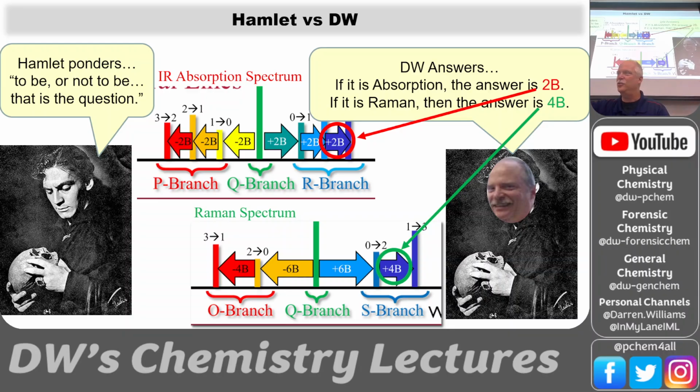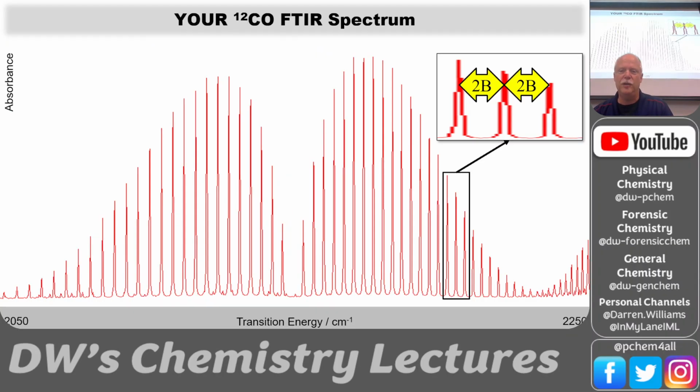You've got joules per mole here and you've got wave numbers here. How do you get from one to the other? You've got to use Avogadro's number and the speed of light in centimeters per second and all of this crazy stuff using the units. Here, units won't help you. You have to know if I'm in the absorption spectrum, the spacing is 2 times the B, and if I'm in the Raman experiment, it's 4B.